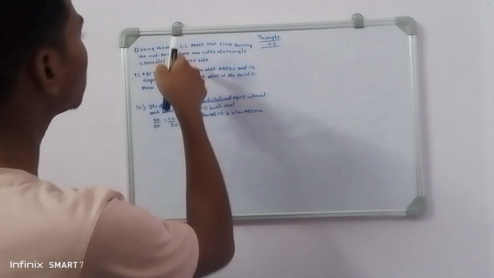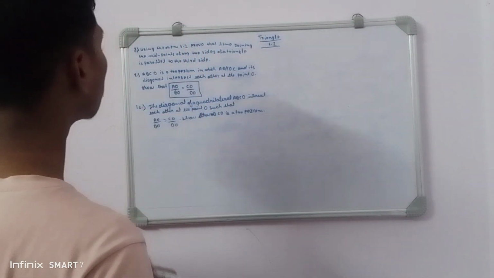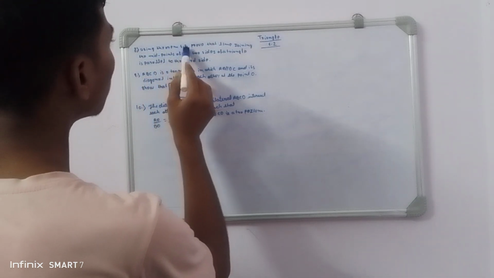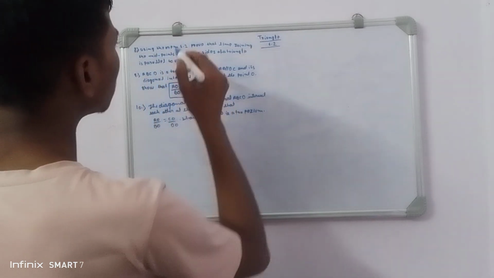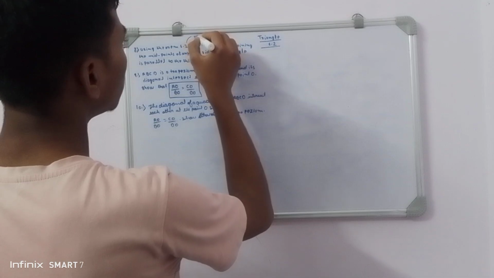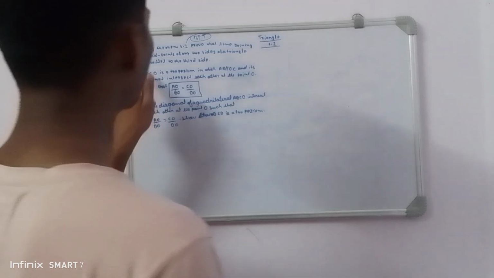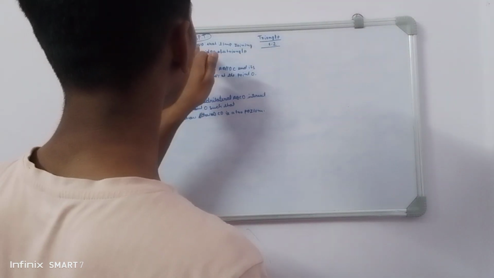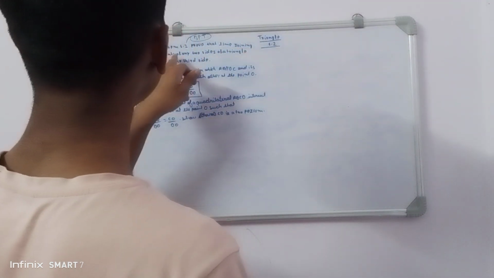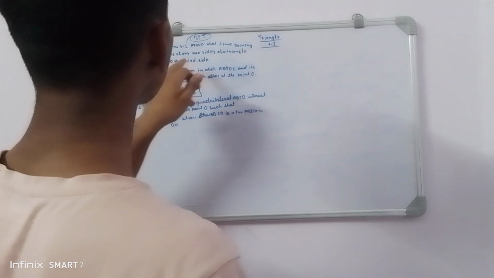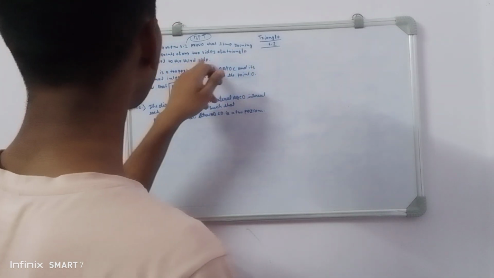Now in question number 8 we have to prove using theorem number 6.2. So what is theorem 6.2? It is the BPT theorem, the basic proportionality theorem. So using the BPT theorem, prove that a line joining the midpoints of any two sides of a triangle is parallel to the third side.